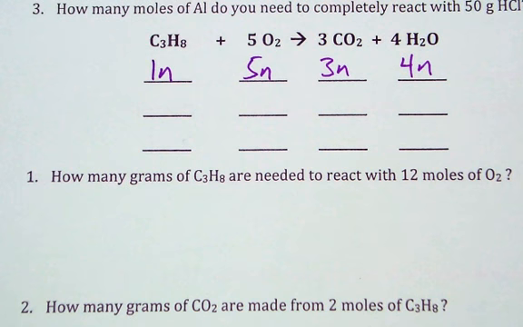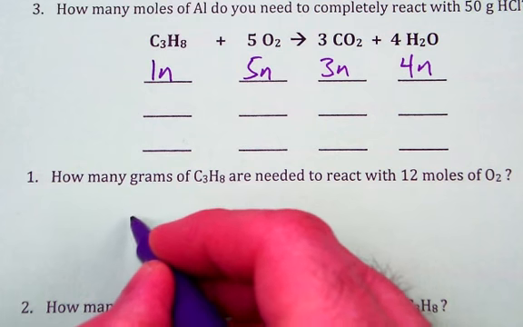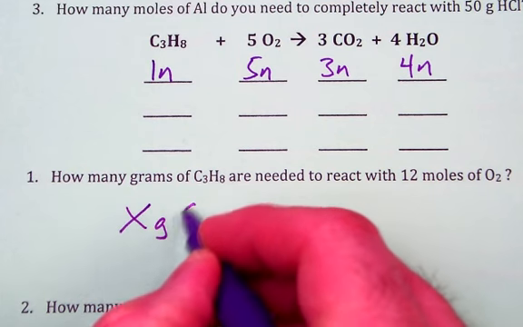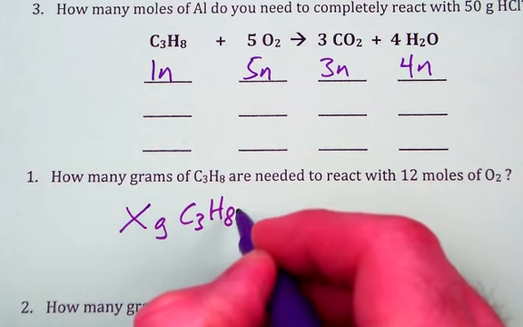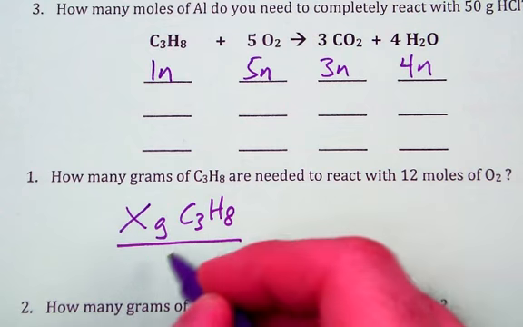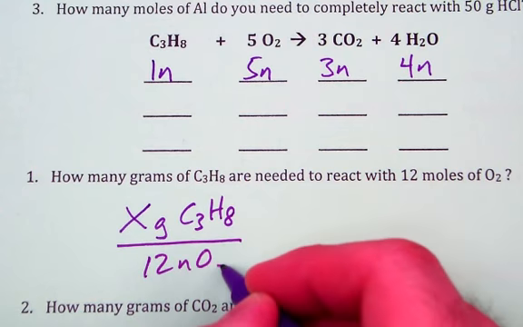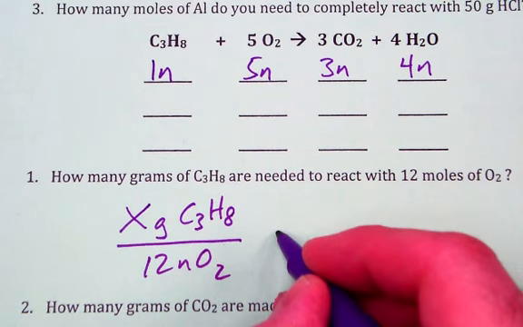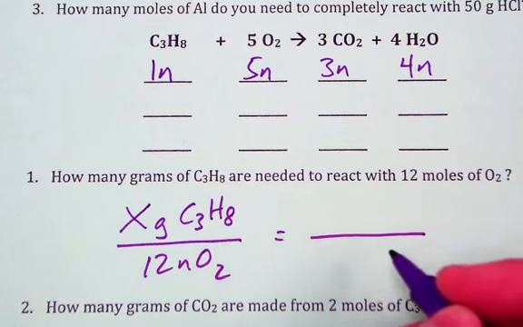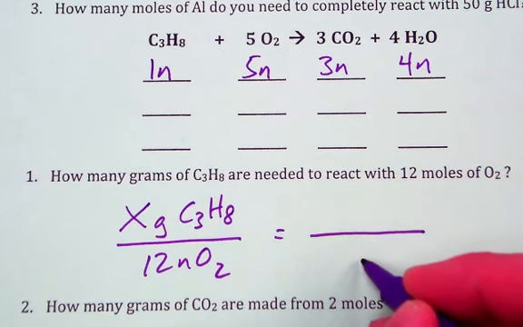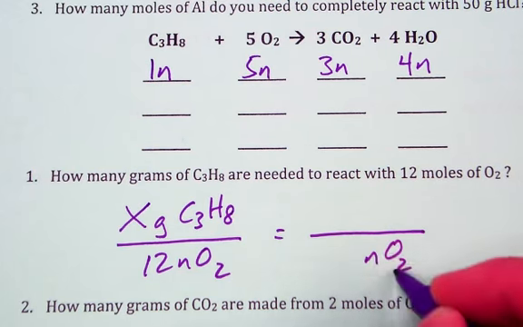So the first question says, how many grams of C3H8 are needed to react with 12 moles of O2? To set this up, I know I want to find grams of C3H8, and I have 12 moles of O2. Next, we want to move the units over, and I'm going to put moles of O2 in the bottom, and then grams of C3H8.